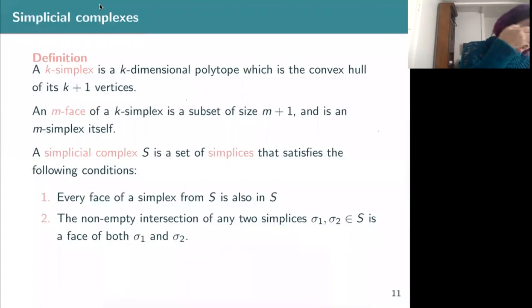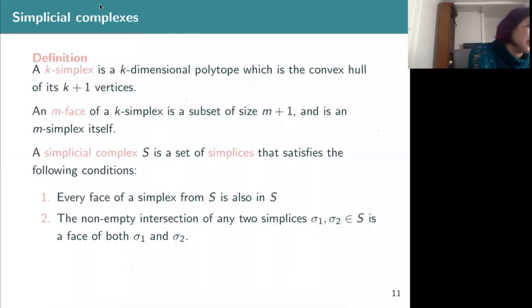These slides may look a little scary, but I'm going to be drawing a lot of pictures. So if you read the definition and it means nothing to you, hopefully some combination of big pictures and verbal explanation will make it make sense. The very first thing that I'm going to define is a K-simplex, which, as you can see on the slide, is a K-dimensional polytope, which is the convex hull of its K plus one vertices.